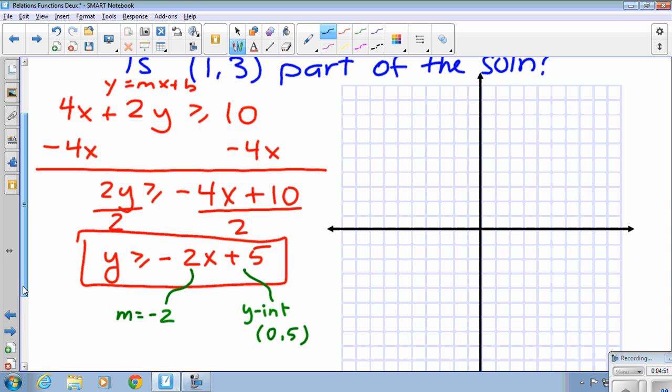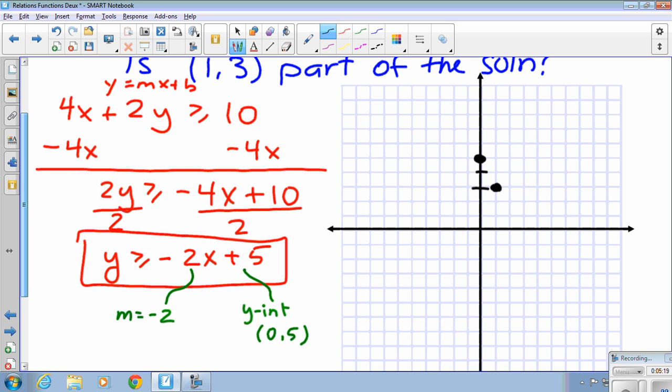So I'm going to plot the y-intercept first. It's at 0, 5. So 0, 1, 2, 3, 4, 5. There's my y-intercept. Now my slope is negative 2. Remembering the definition of slope being rise over run, negative 2 means I rise negative 2. That means I go down 2, and I go over 1. So here is the new point. I have 2 points. I can create this line.